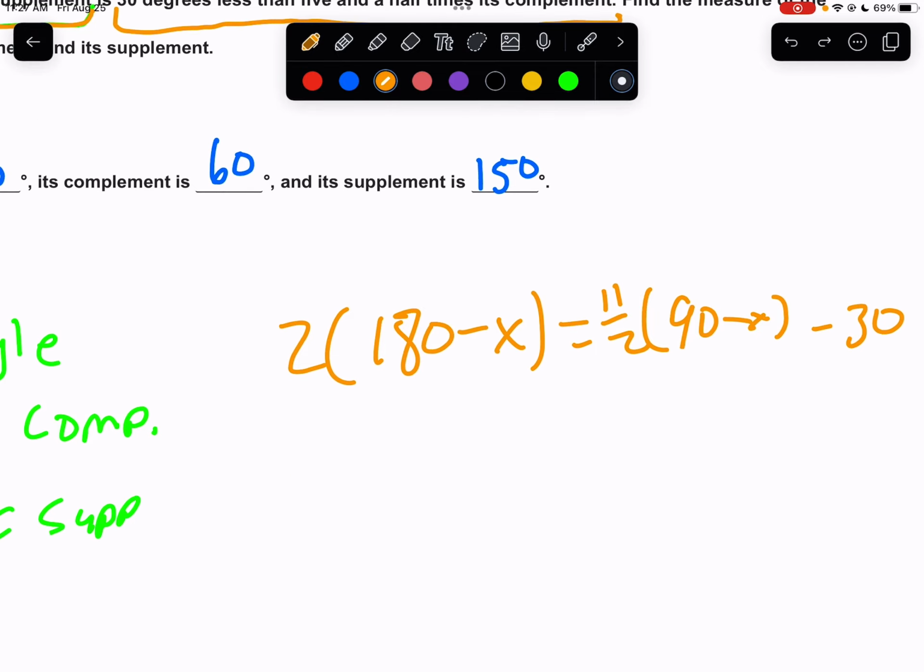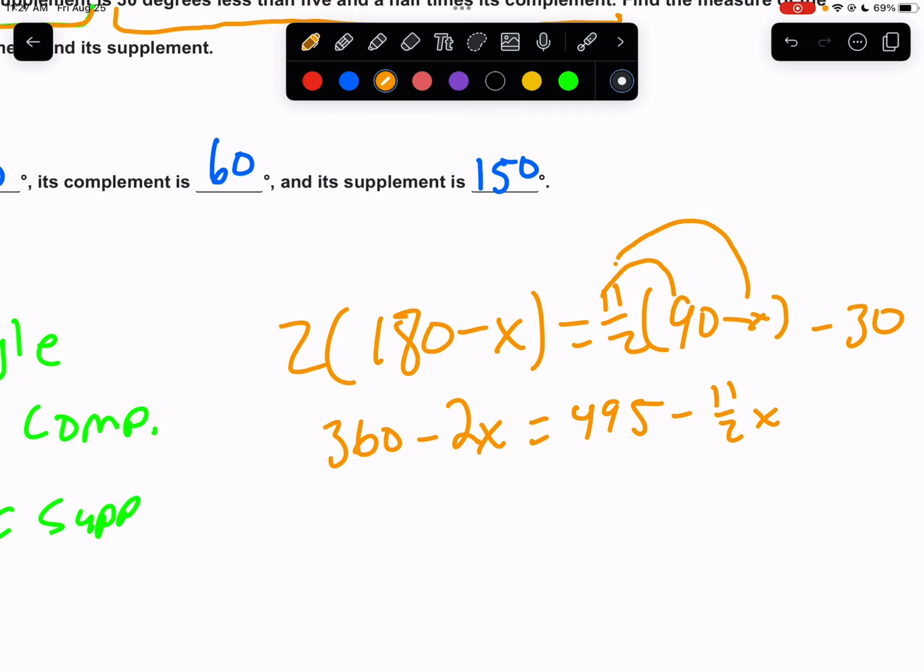So we have a few options we could do here. I'm going to go ahead and do my distributions. So I'm going to do 360 minus 2x. If I distribute that, I'm going to type it in just to make sure I don't mess up. 11 halves times 90 is 495. And then minus 11 halves x. Remember, we're distributing here. And then we have a minus 30 that's not in those parentheses.